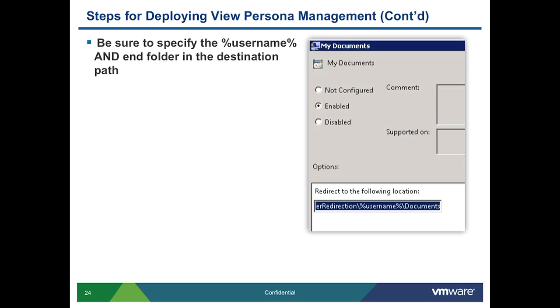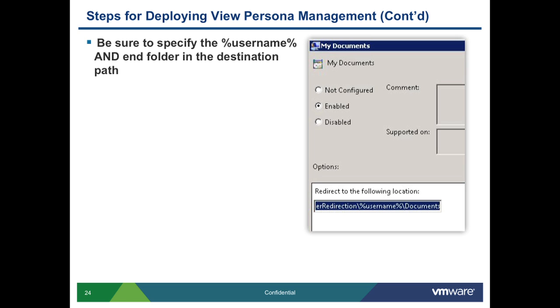Another mistake that some people make is that they put in the server/share and then only put the %username% value and not the end folder, assuming that the product will add that end folder to the end of the share. That is not the case, and it will create a folder of that username. And any other redirected folder that you specify in that %username% will also all fall under that same username folder.